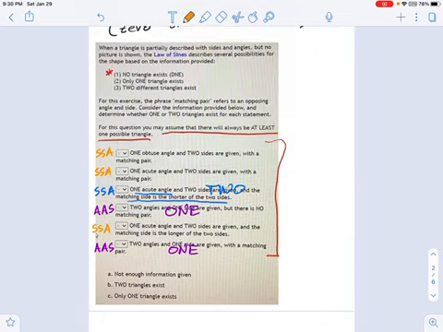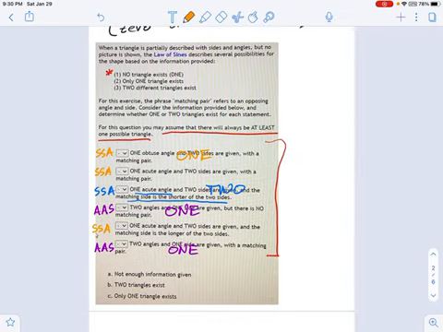First one at the top: one obtuse angle and two sides are given with a matching pair. So it says there's a matching pair, which means I can use law of sines. It's side-side-angle, and it's obtuse. Because it's obtuse, there is always one triangle possible in that case. It's obtuse, it has to be.